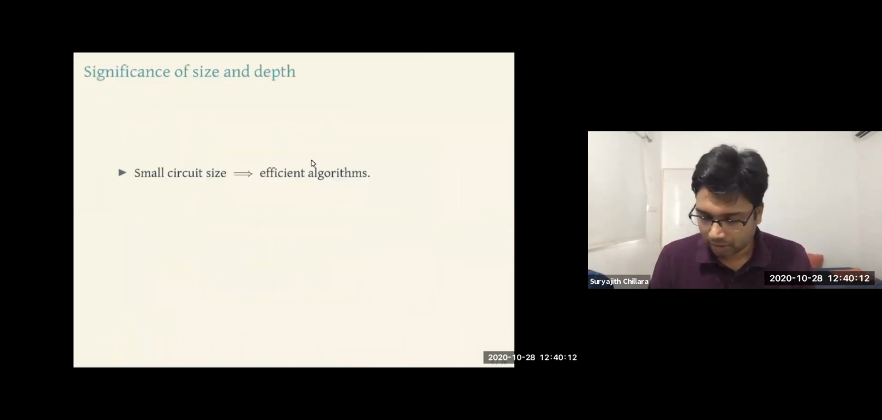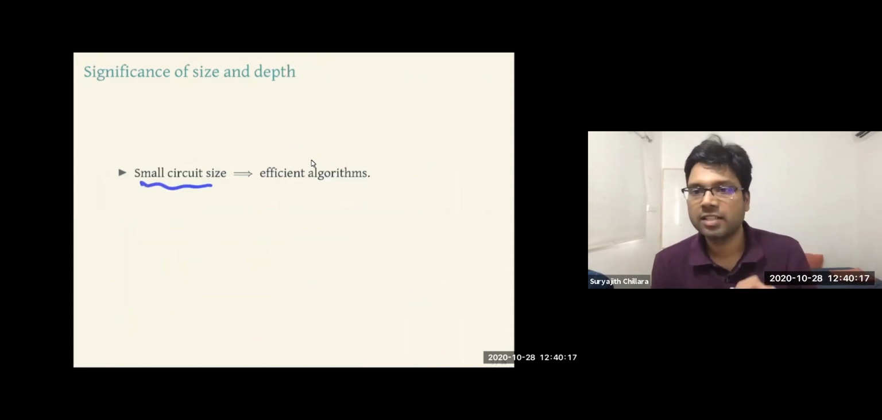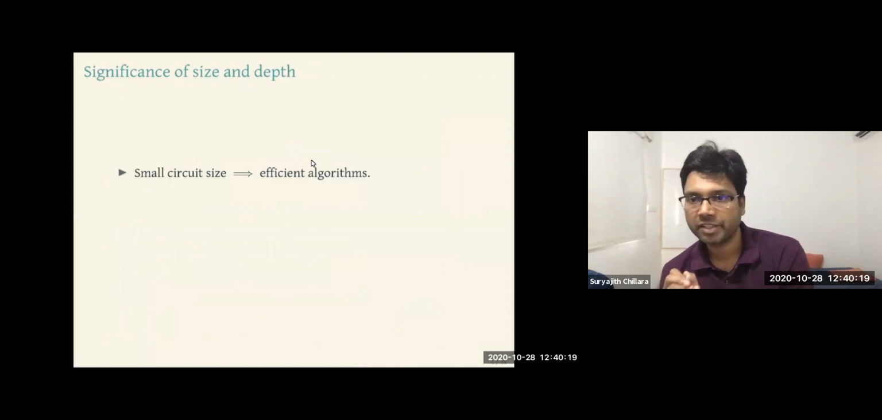Now, as I said, if a polynomial has a small circuit, that means it can be computed efficiently. It can be computed with a fewer number of operations.